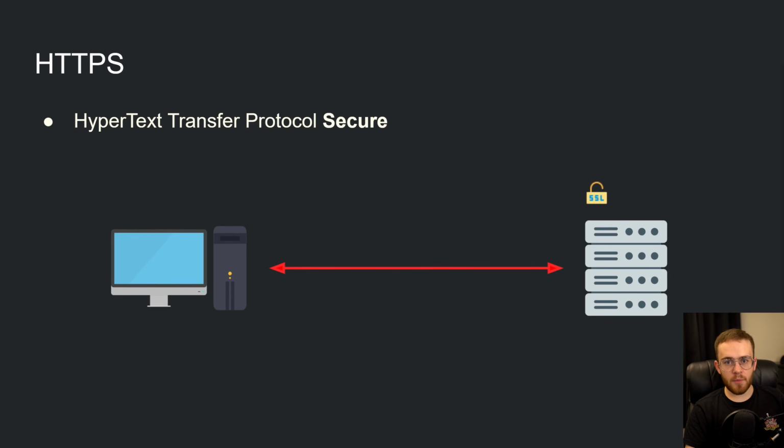So next up we have HTTPS, which stands for Hypertext Transfer Protocol Secure. And the idea is that you have an SSL certificate, which contains a public key, which is used by the client and server to establish a secure connection through a TLS handshake. And the idea there is that the data being sent back and forth between the client and server is encrypted.